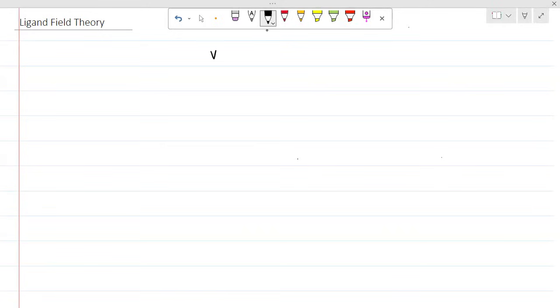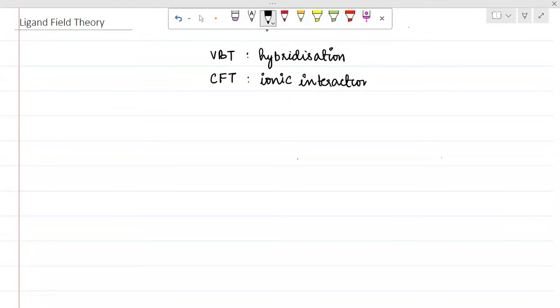So we started off with the discussions on valence bond theory, wherein we said that it is all regarding the hybridization of the orbitals, right? And then after VBT, we moved to CFT, wherein they said that there is no concept of hybridization or covalent bond formation. Instead, what you have over here is just based on ionic interactions. This is what CFT said.